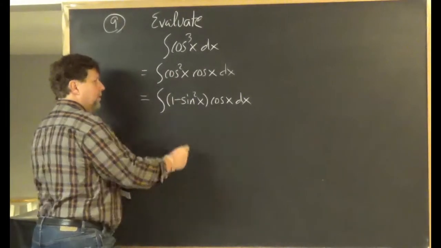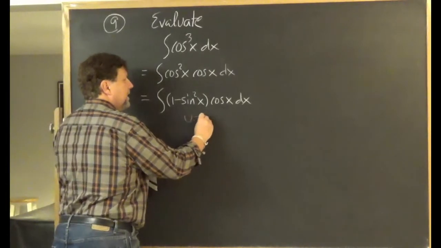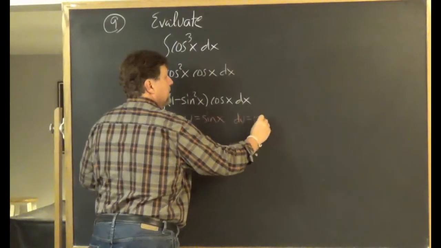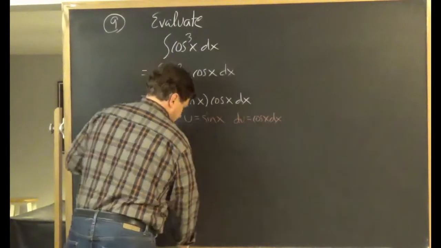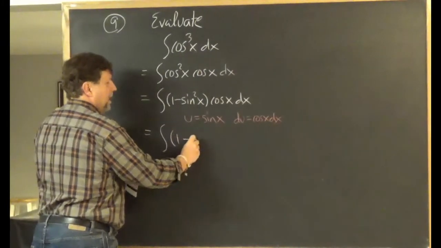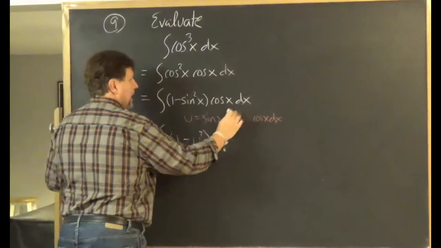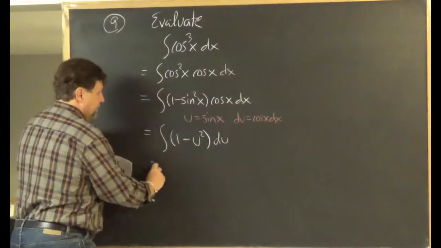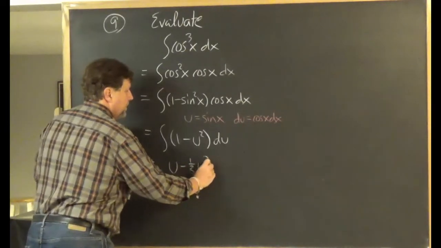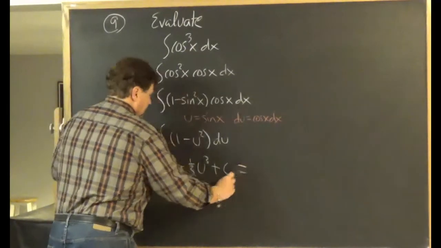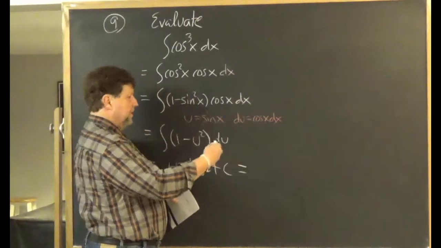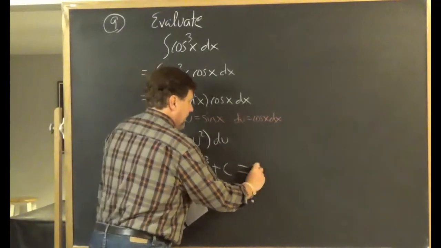If I let u equal sine x, we know du is cosine x dx. So when I substitute in, I just have 1 minus u squared du. The antiderivative is just u minus 1/3 u cubed. And I resubstitute, and I'd probably rewrite this. I like to go from largest exponent to smallest exponent. You know, that's just me.